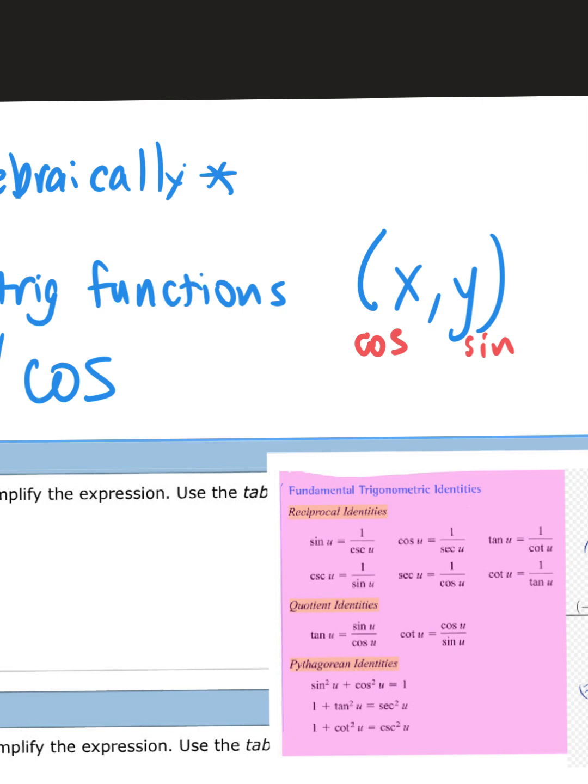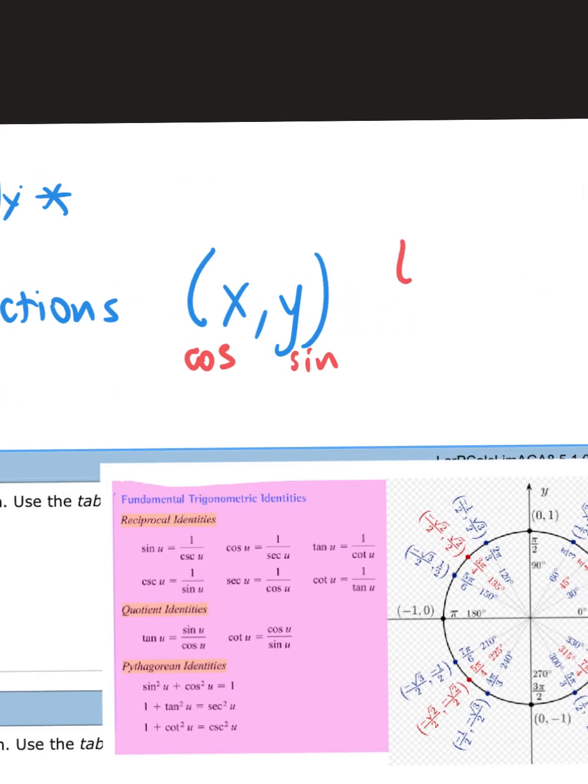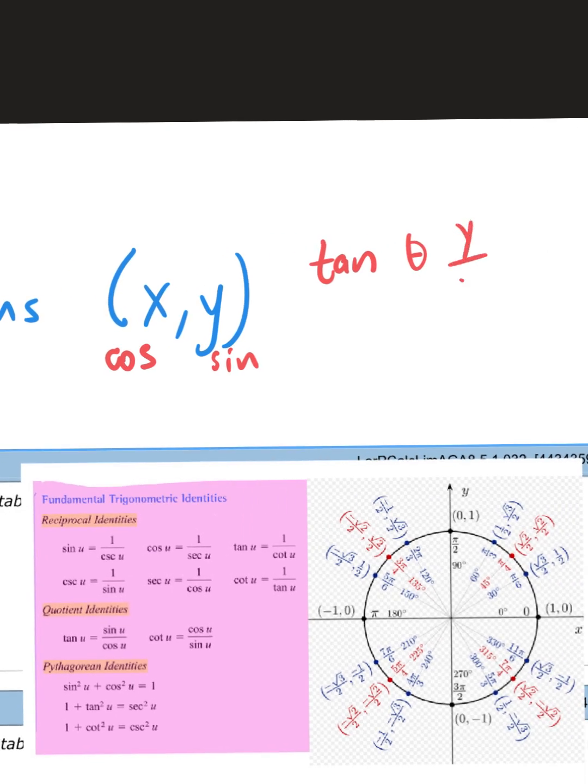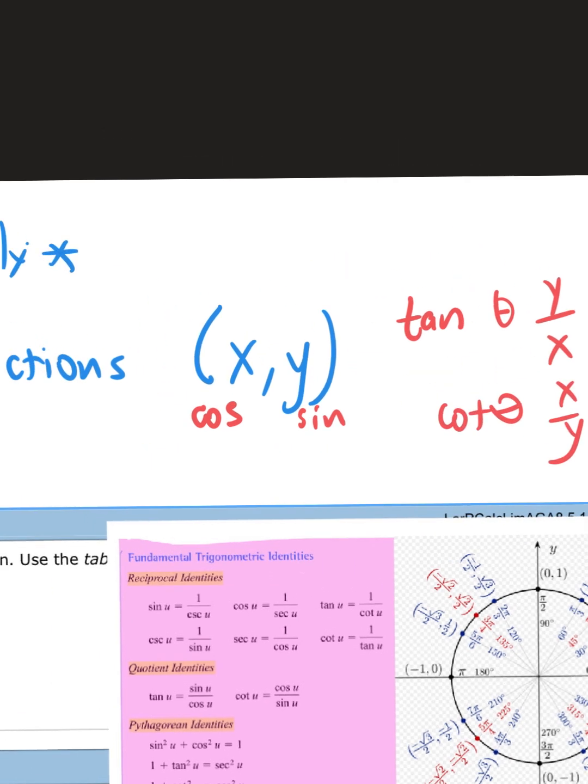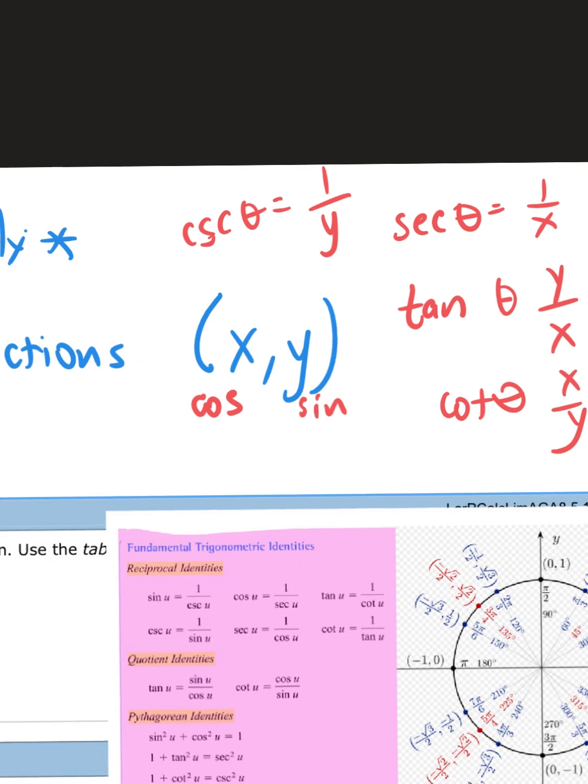Awesome. So if I asked you guys to find the tangent of this angle, whatever angle we're talking about, how do you find tangent? What over what? It's y over x. What's cotangent? X over y. If I asked you to tell me the cosecant, it's 1 over what? 1 over y. If I asked you to tell me the secant, it's what? 1 over x. Okay, that's all from 4.4, correct? You guys with me? So here's our trig identities.